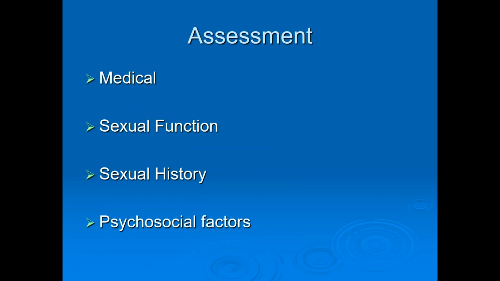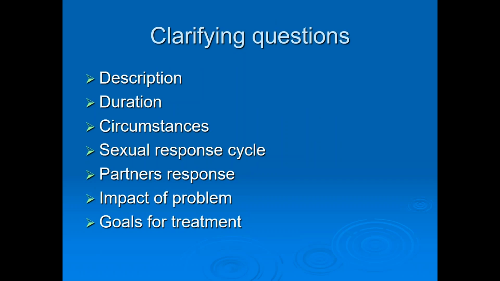So in terms of assessment, I guess the medical we've covered, and sexual functioning, it's really important to get more detail about that, and I'll come on to talk about that in a minute, and sexual history and psychosexual factors. Some useful clarifying questions are to get a description of the problem: when, how often, who with, and how long the problem has been going on. One of the most useful things about DSM frameworks is the idea of whether this is lifelong or acquired, and they may have very different causal reasons.